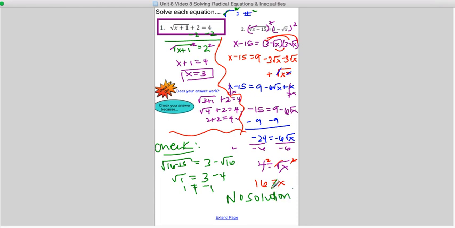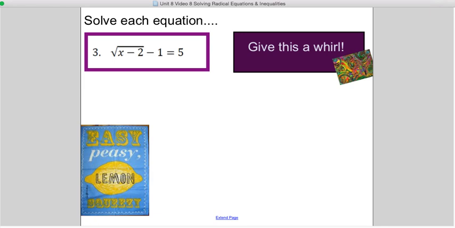So make sure you are checking your answers to make sure they work, because you would hate to put down an answer that is incorrect. Okay, so this one is a no solution. Let's go ahead and look at example 3.